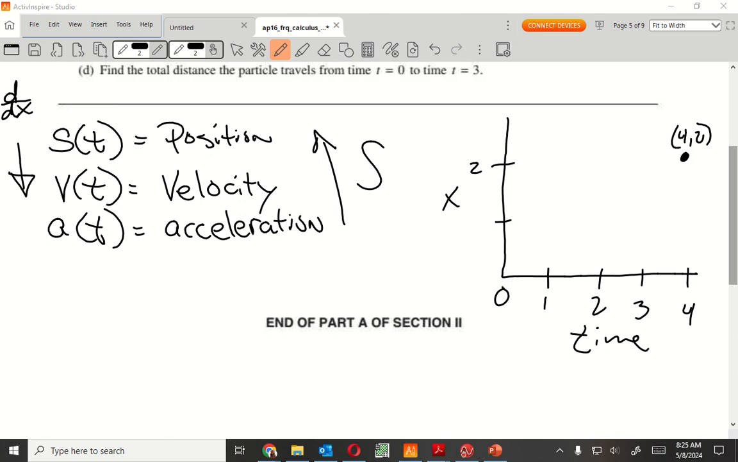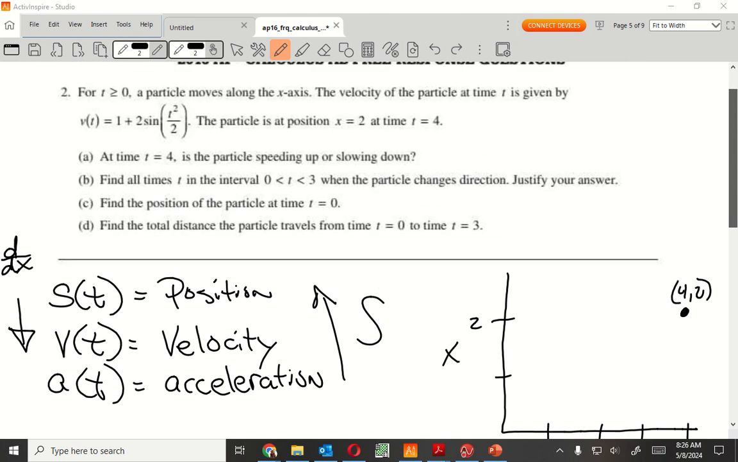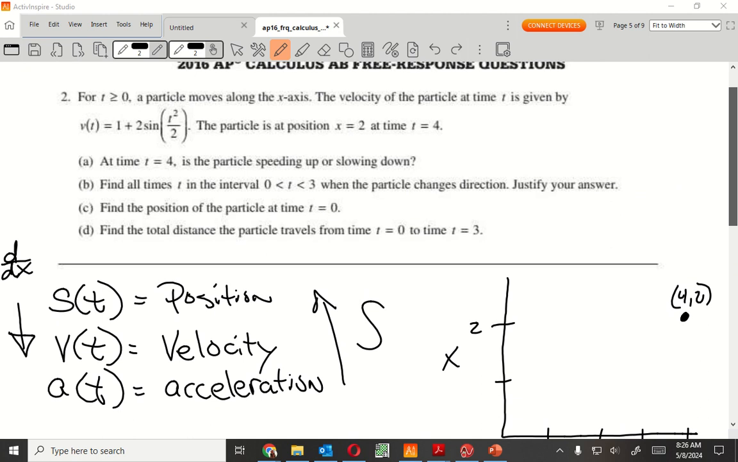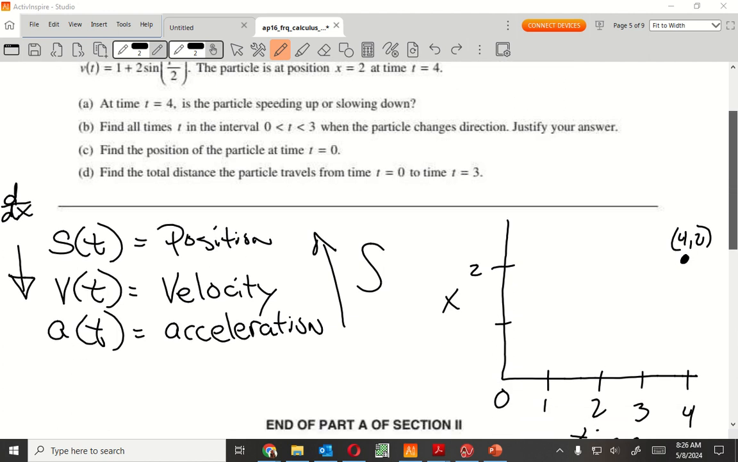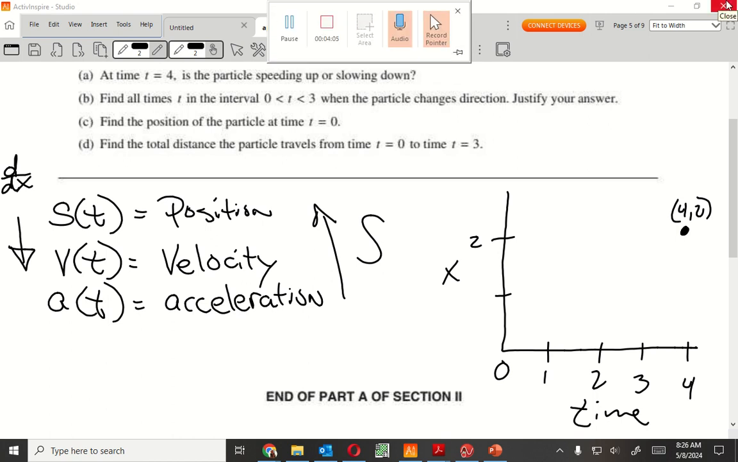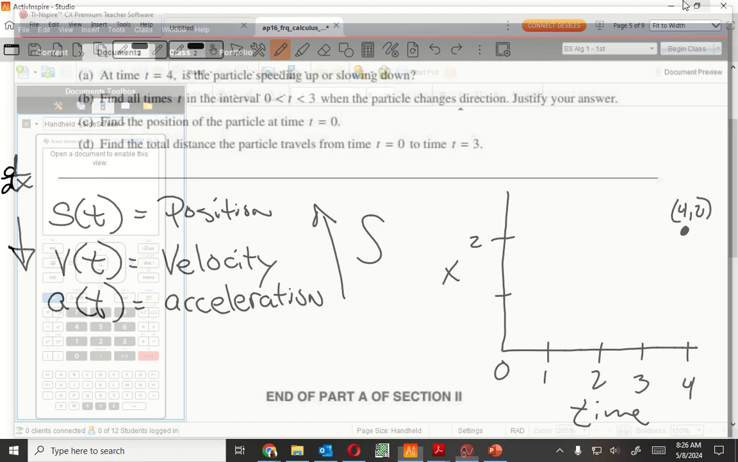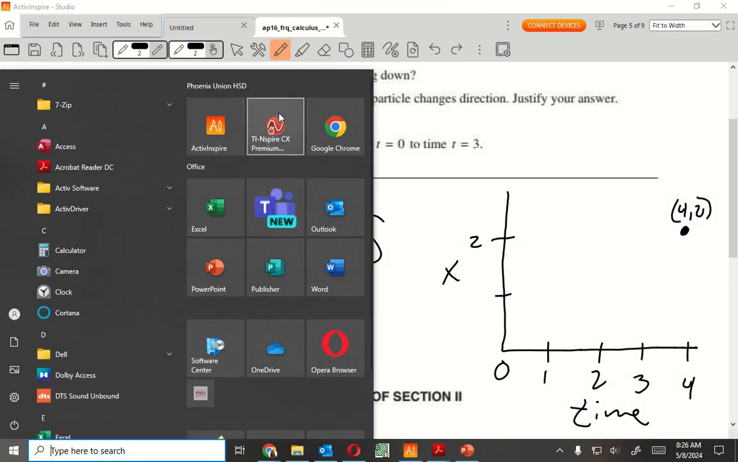Now all I'm doing is listing out all the information from this. So let's start off. It says that at time t equals 4, is the particle speeding up or slowing down? So the first thing I'm going to do is figure out what the velocity is, the velocity at t equals 4, and that's going to help me out.